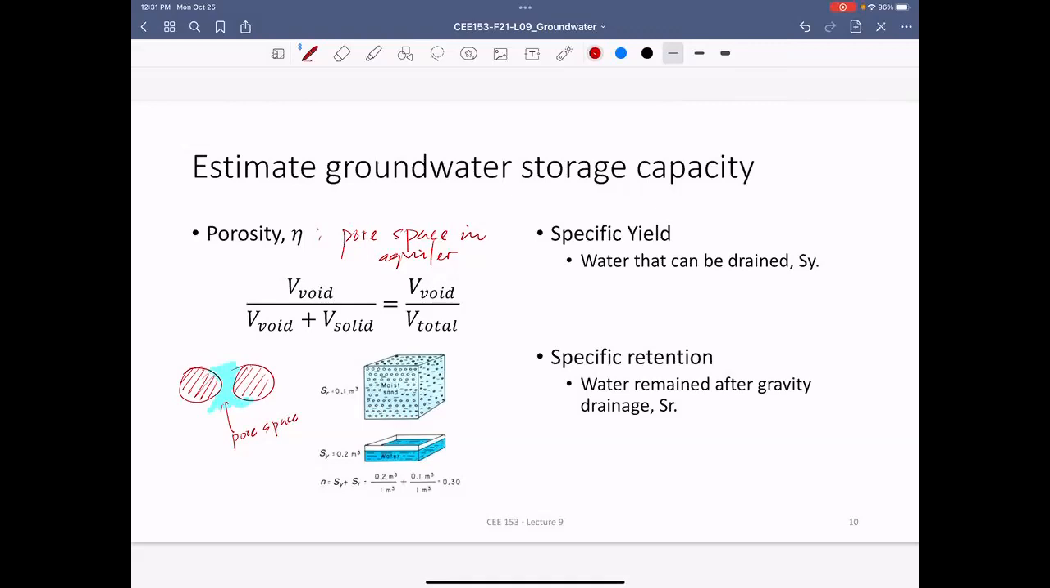So specific yield is basically a measure of what fraction of that pore space can be drained by gravity. The answer is always between 0 and 1. A specific yield of 1 means 100% of the water can be drained, and 0 means none of it. Ideally, it is not necessarily ever 0.